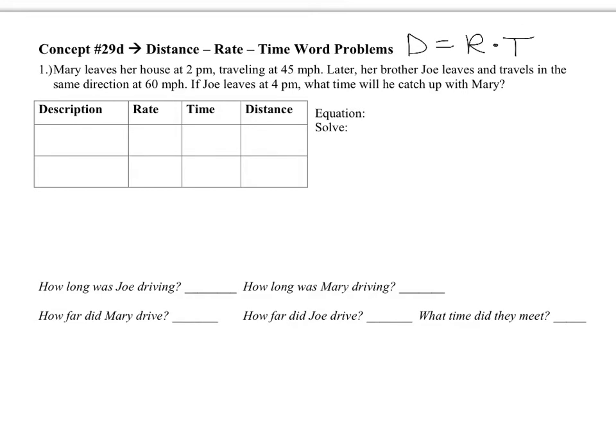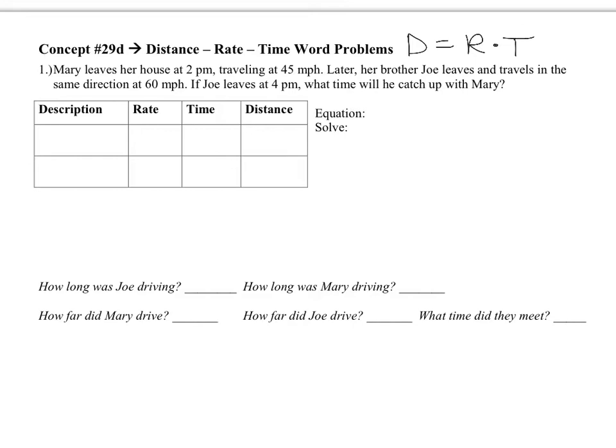Now, when we do these problems, it's really important that we understand how to fill out these charts. So in your chart, you're going to have a description, you're going to write something about a rate, you're going to write something about time, and then the distance is always going to be your rate times your time to get somebody's distance. So I'll summarize at the end how to do the chart after we do a couple problems.